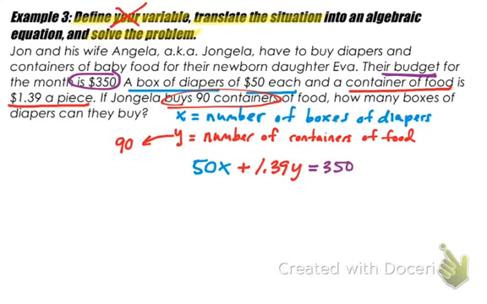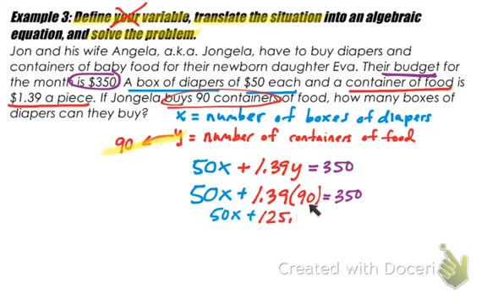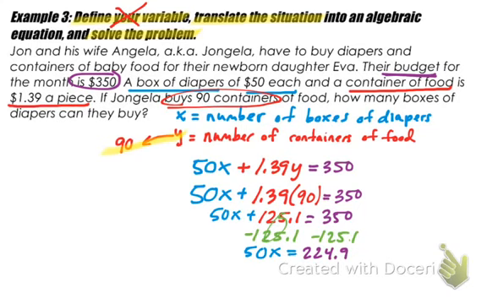Okay, so the maximum number of diapers that we can buy, well, we know they gave us that Johnjula bought 90 containers of food. So we have 50x plus 1.39 times 90 containers of food equals 350. When I buy 90 containers of food, I actually spend $125.10, and then I solve for x. So I subtract 125.1 from both sides. That zeroes out, so 50x equals 224.9. Divide both sides by 50, and then x equals 4.498.